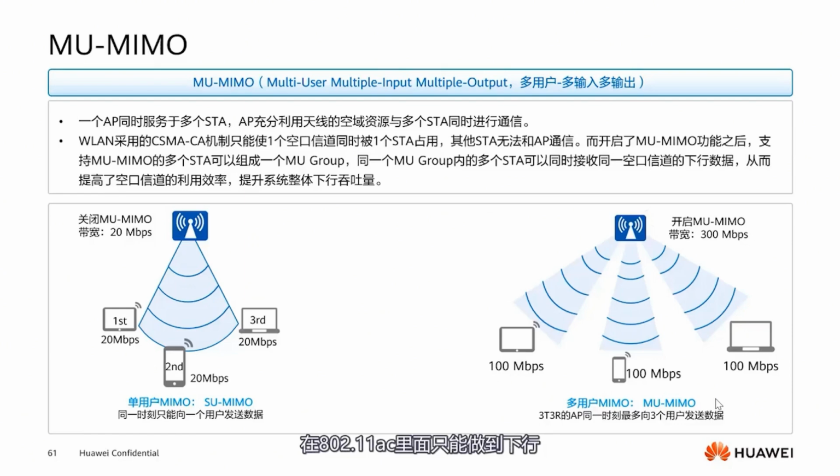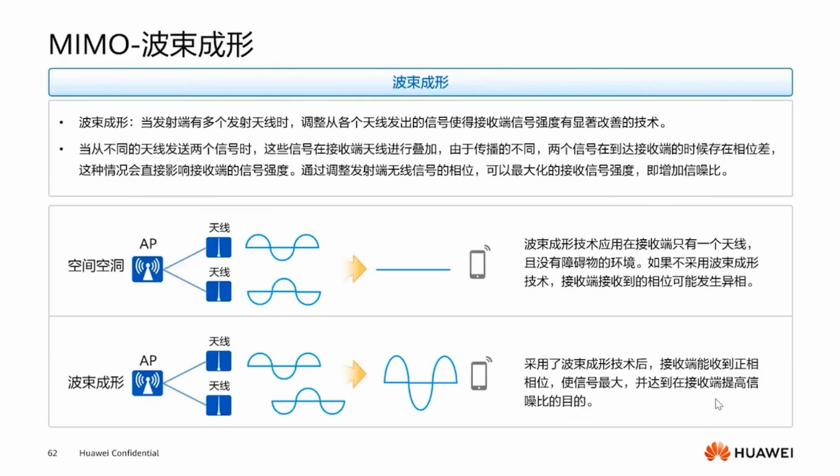In 802.11ac, it was only possible to implement downlink. In 802.11ax, or Wi-Fi 6, both uplink and downlink MIMO have been realized, greatly enhancing the efficiency of multi-user concurrent transmission, which is a core concept of Wi-Fi 6.